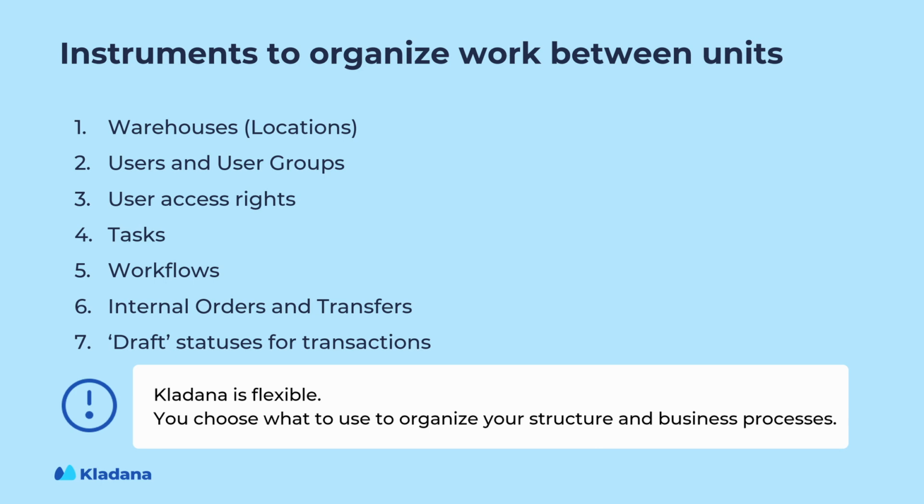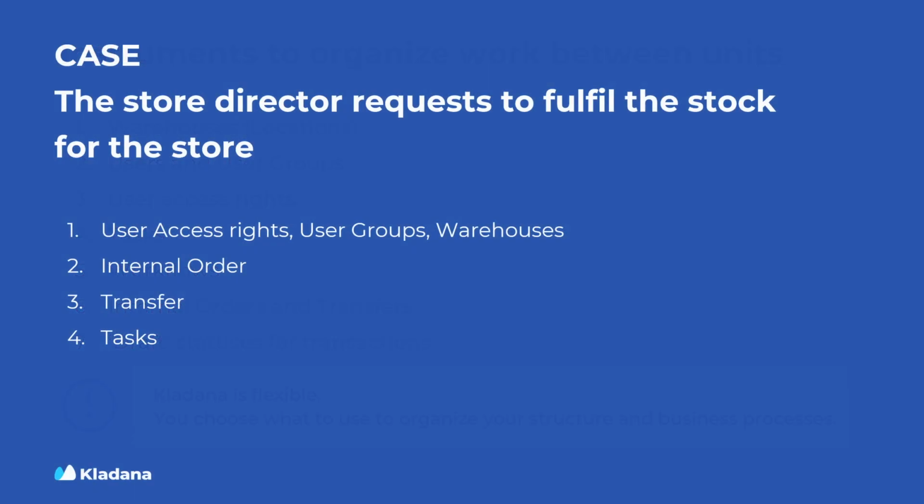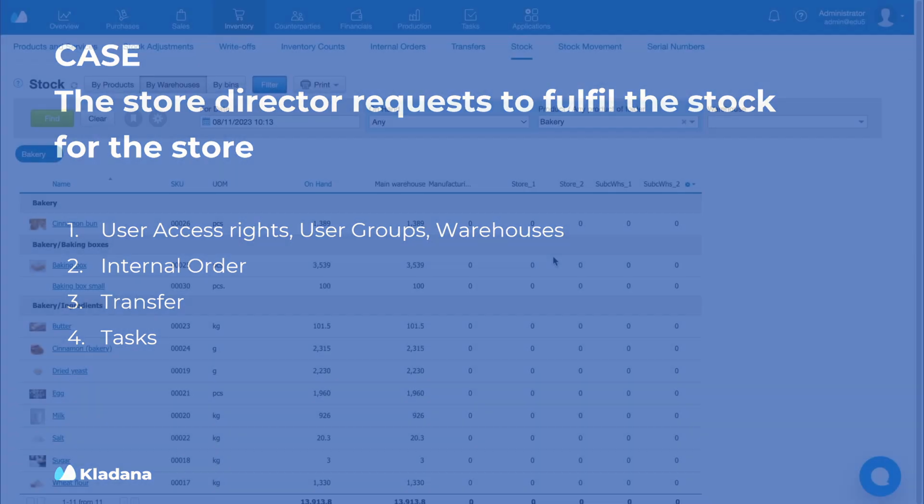Kladana is quite flexible, you can choose what exactly to configure for your own process. In this video, I will show you only one case of how to organize stock movements between units. By analogy, you can work out your own process. The store manager requests to fulfill the stock for the store. What I'll use: user access rights, internal orders, transfers, and tasks.